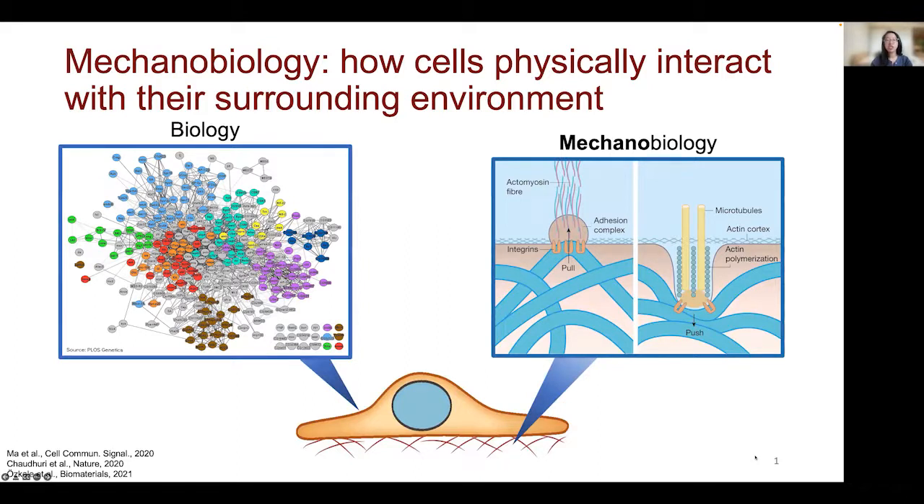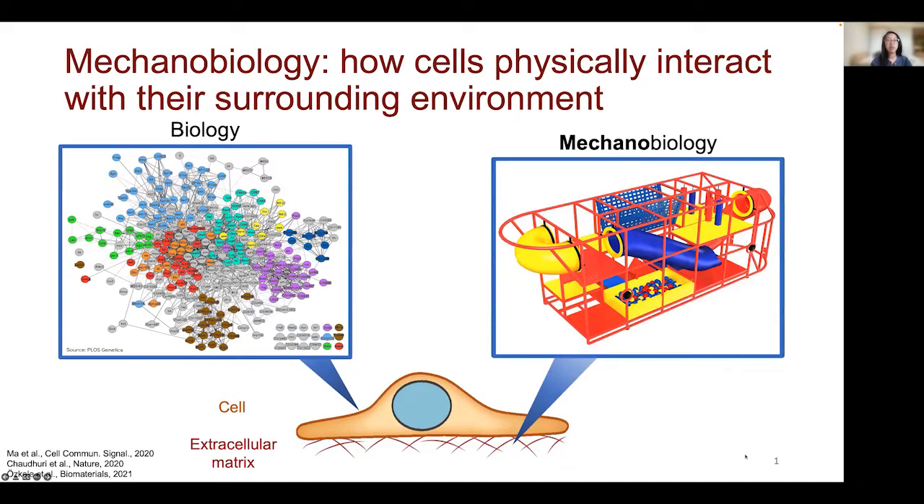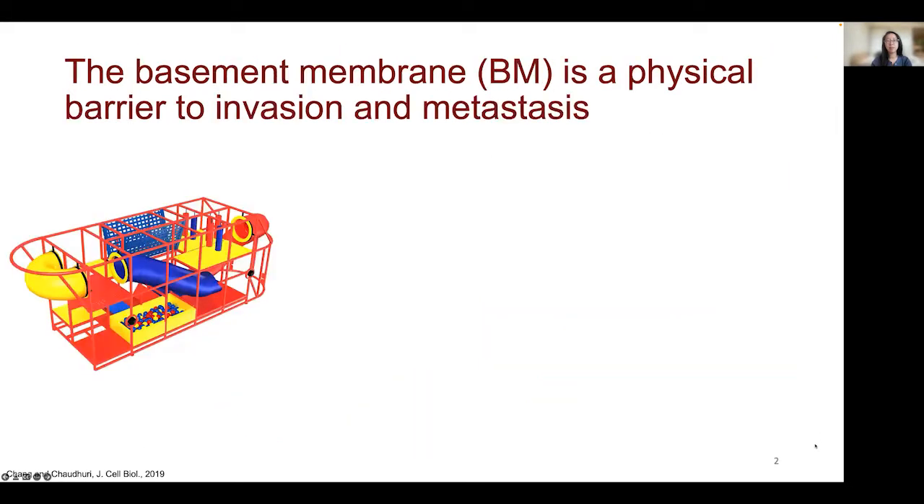So one analogy to describe mechanobiology at the cellular level are these indoor playgrounds that we might have played on as children. This obstacle course, which we can think of as an extracellular matrix, and the children, which we can think of as cells, must navigate and squeeze through the small spaces in this obstacle course. So in these playgrounds, there's usually a pretty straightforward path where children can navigate from the beginning to the end. So children can crawl through tunnels or slide down slides.